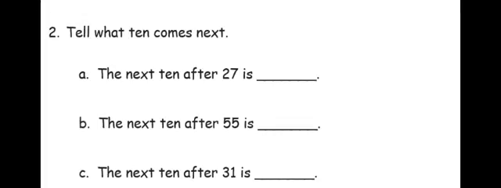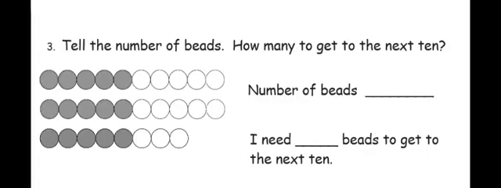For example, when we're told to tell what 10 comes next, as in problem A, the next 10 after 27 would be 30, because 27 falls in between 20 and 30. The next 10 after 55 is 60, because 55 falls between 50 and 60. And the next 10 after 31 is 40, because 31 falls between 30 and 40. So we're always looking for the next 10 after the number.